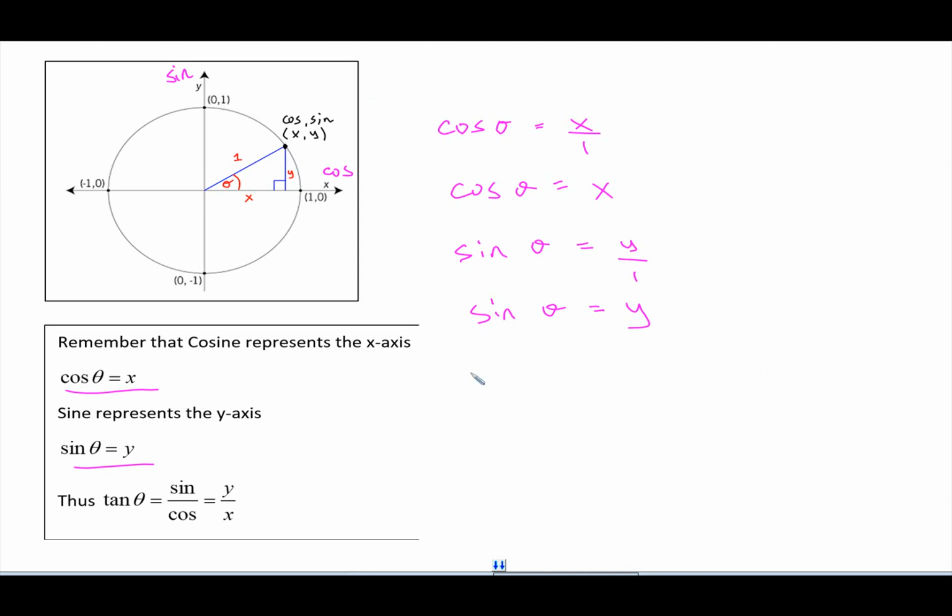From this, we can determine that tangent theta, which we know is opposite, which is y, over adjacent, which is x. So tangent by definition is y over x, which is equivalent to sine over cosine. We'll use this one later, but just remember, tangent theta is y over x. And all of that is right here in the notes that I provided for you.